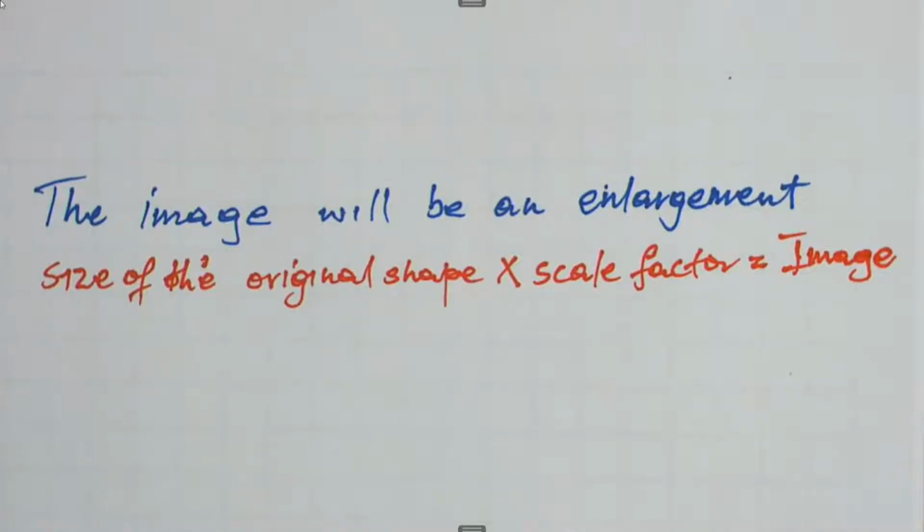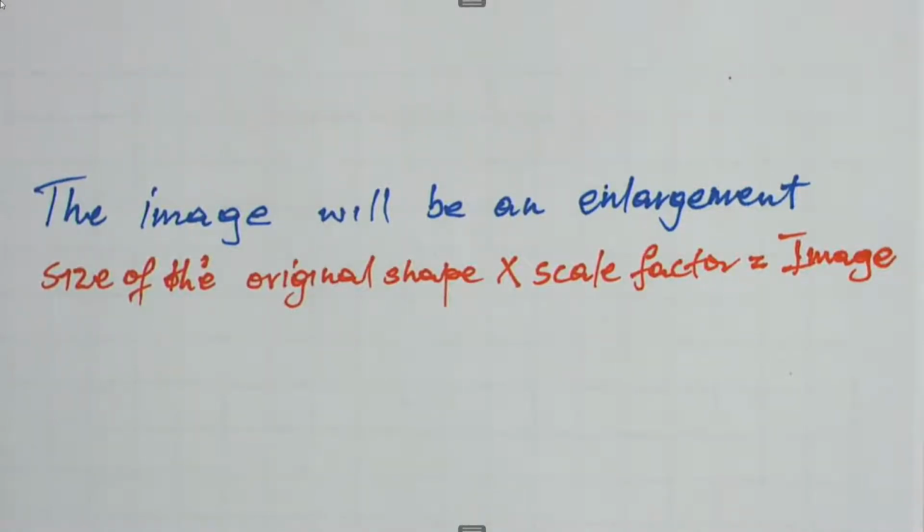Now, we take the size of the original shape, we multiply by a scale factor, and then the result will be our image. Sometimes our image will be an enlargement, and sometimes our image will be a reduction. What will help us to determine whether it's an enlargement or reduction? It's going to be the scale factor. If it is less than 1, we know that it is a reduction. If the scale factor is greater than 1, we know that it is an enlargement. So let us put this into practice.